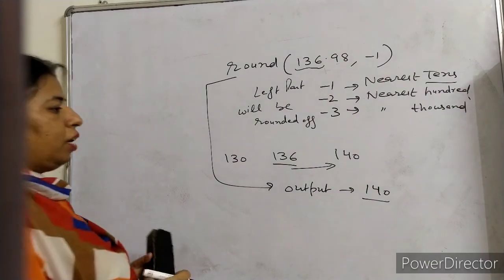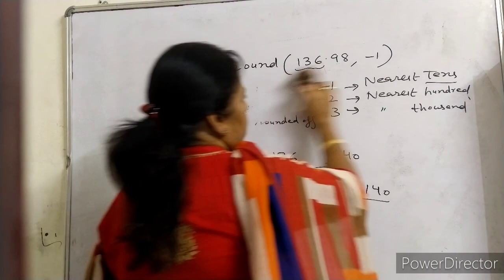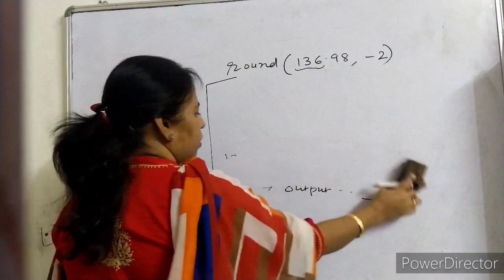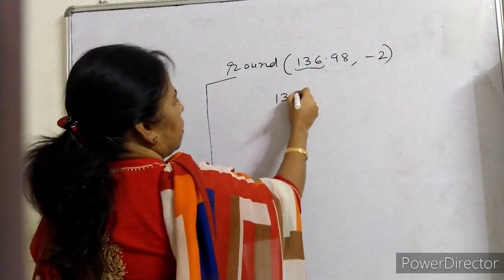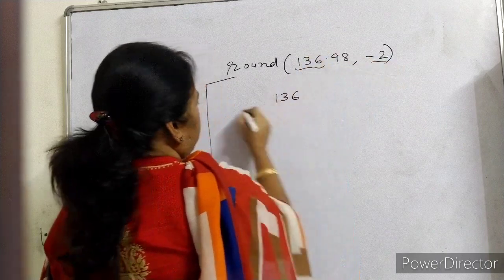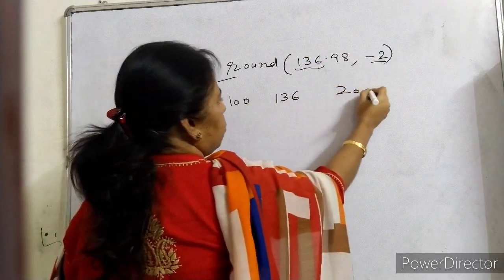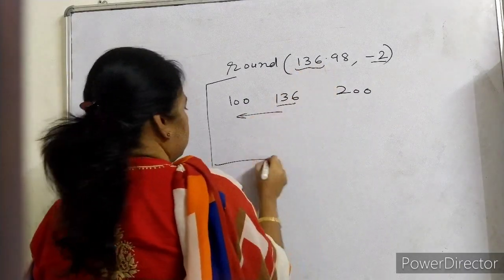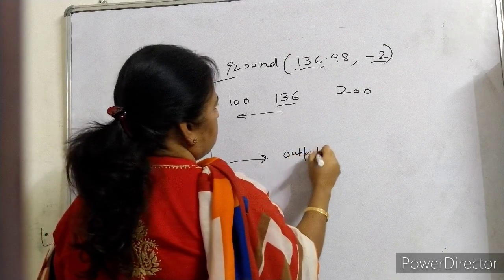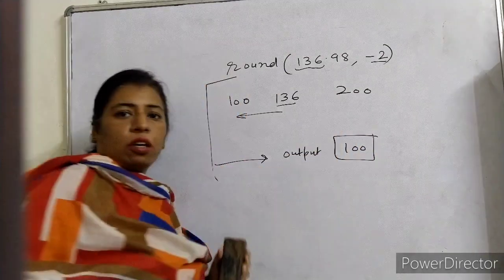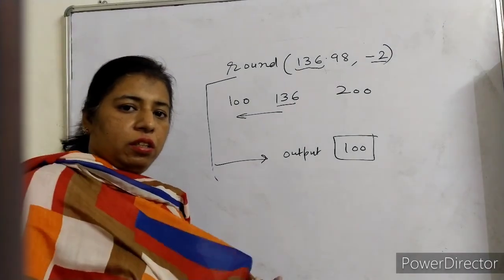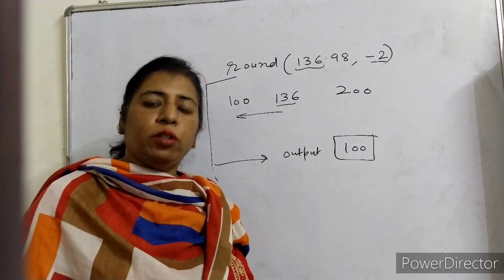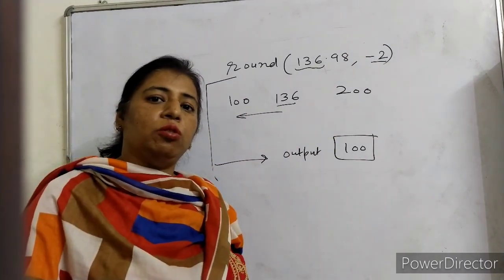And if I am using here -2, now see, with -2 what will happen? Now 136, I have to make it the nearest 100. This number lies between 100 and 200. This number is nearer to this 100. It means you will get the output 100. Clear? This is the concept of the round function with the negative number and the positive number. Clear? I hope you understood all the concepts. Okay, see you soon in the next video.